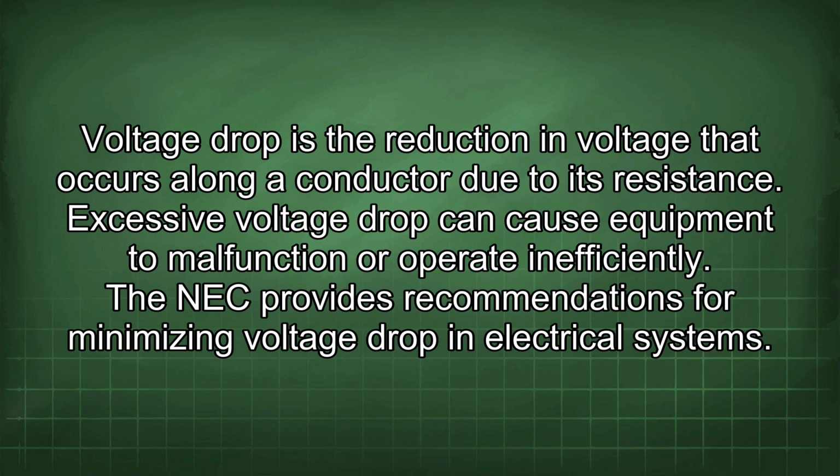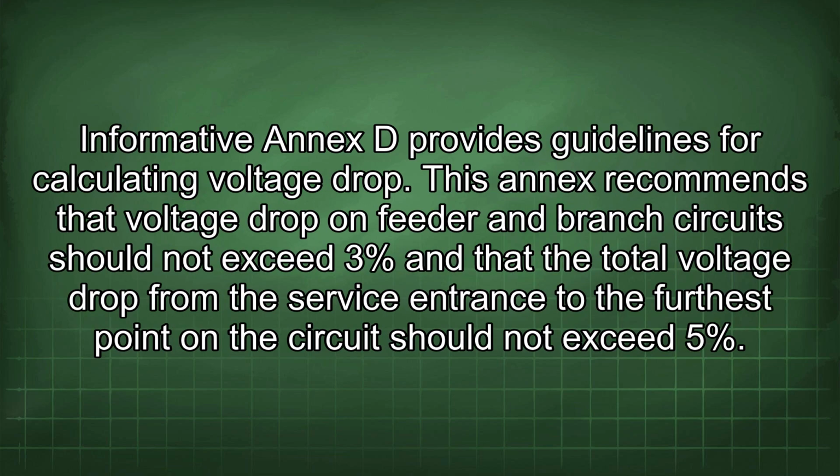The NEC provides recommendations for minimizing voltage drop in electrical systems. Informative Annex D provides guidelines for calculating voltage drop. This annex recommends that voltage drop on feeder and branch circuits should not exceed 3%, and that the total voltage drop from the service entrance to the furthest point on the circuit should not exceed 5%.